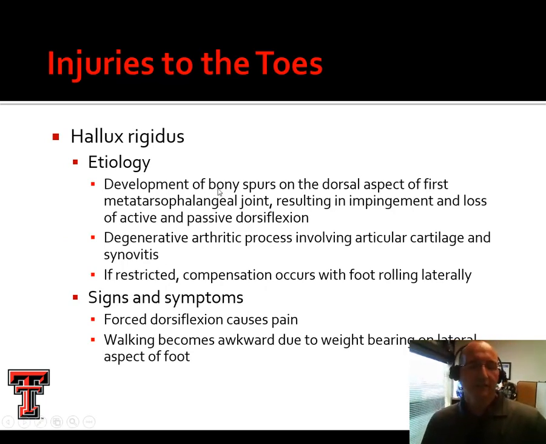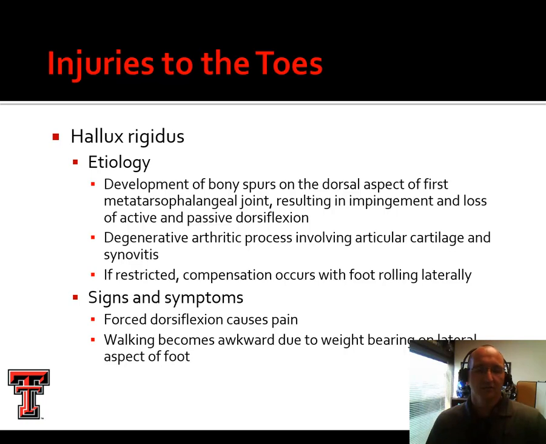Hallux rigidus, this is basically stiffness in that first ray. They'll end up with bone spurs or other type of ectopic bone growth that results in a loss of range of motion. This is a degenerative process. It's arthritic, where the articular cartilage and the synovium are changing and basically diseased and unhealthy.